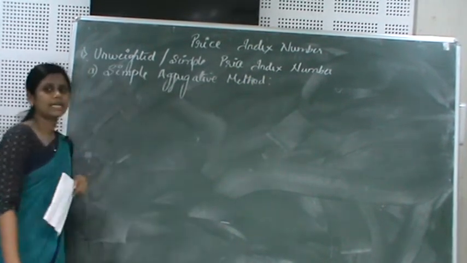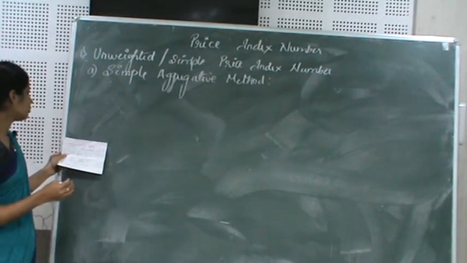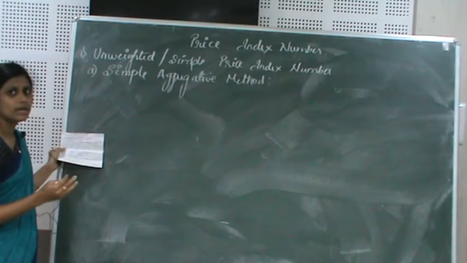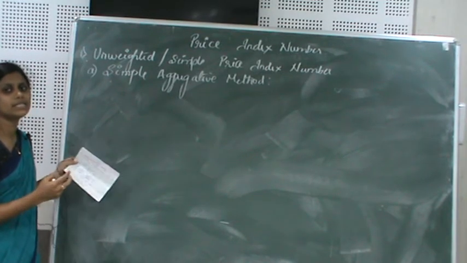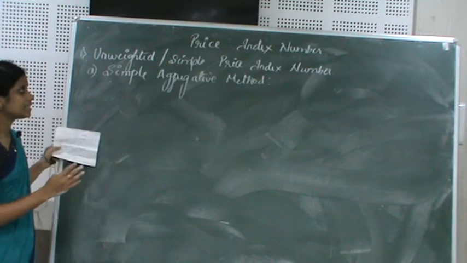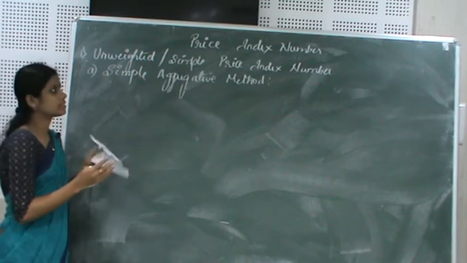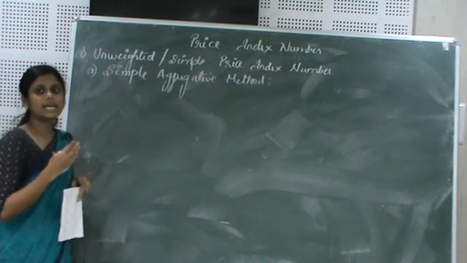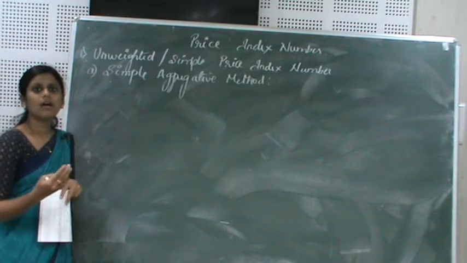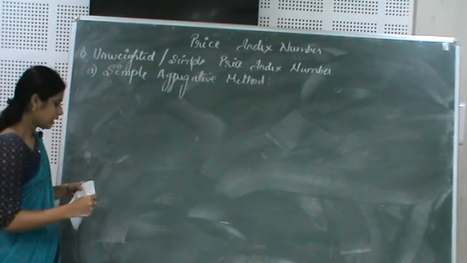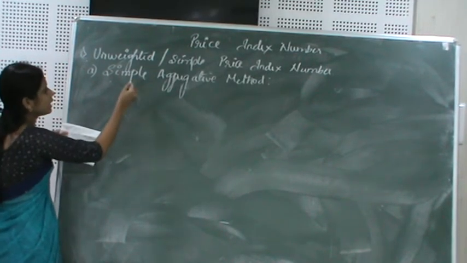What is the simple aggregative method? This method is very simple to calculate. It is the aggregate of the prices of all commodities in the current year expressed as a percentage of prices in the base year. That's why it is the aggregate of prices, because it is price index number. So we can write the formula of the simple aggregative method.